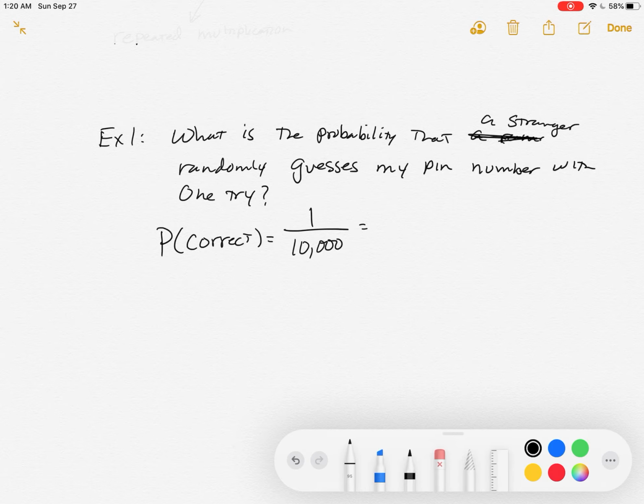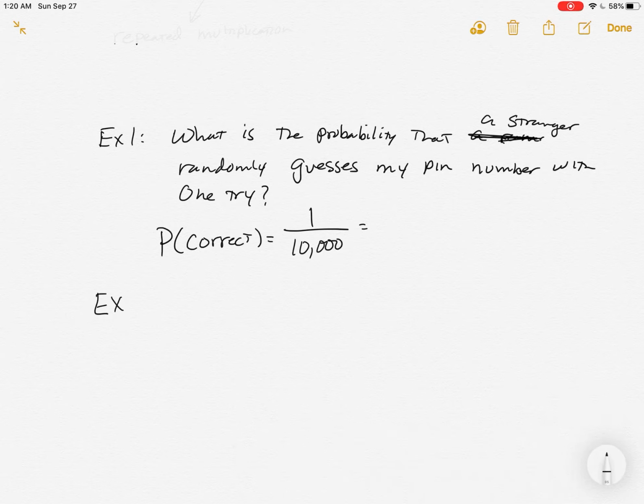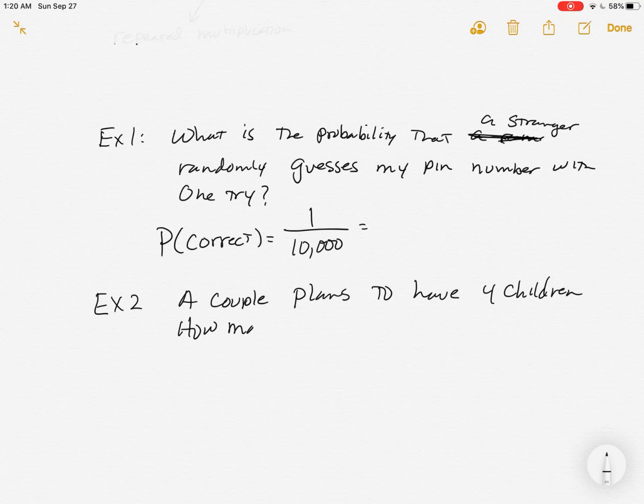Another example. A couple plans to have 4 children. How many different gender sequences are possible? So this is a how many.